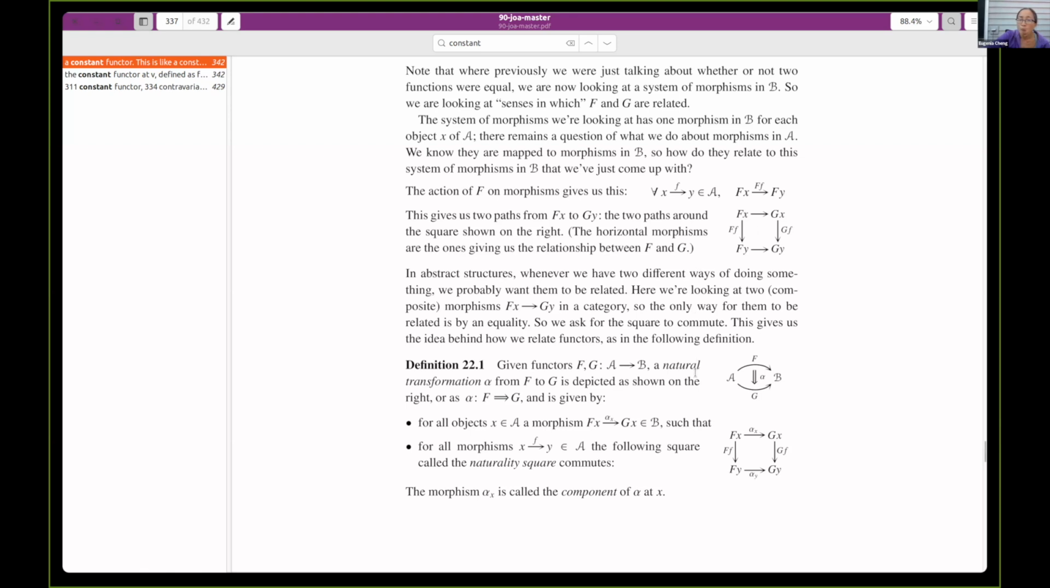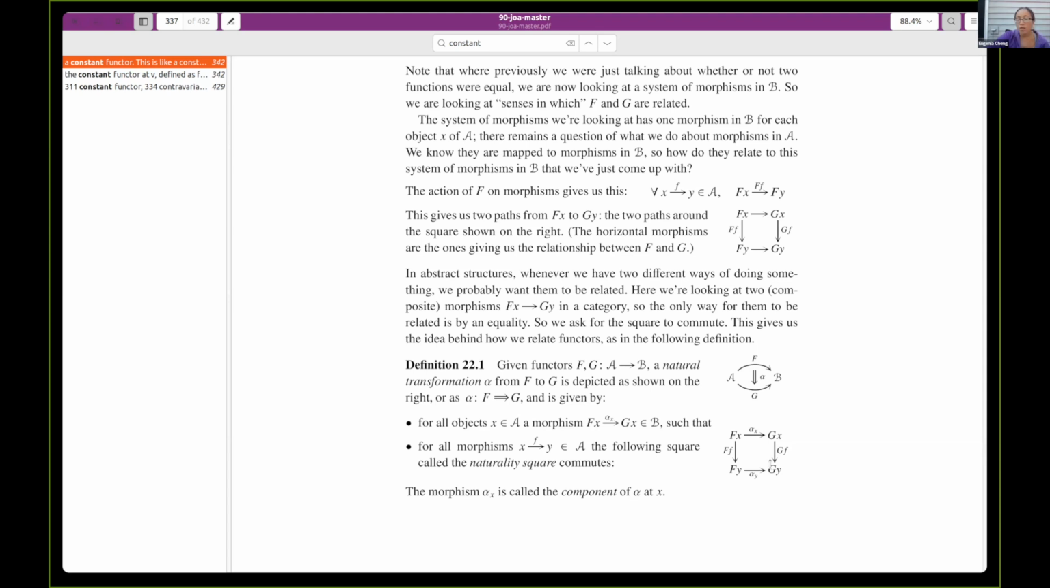Maybe it's not putative, it's potential in this case. And the definition of a natural transformation is that we ask for those things to be equal. And that is the naturality condition.